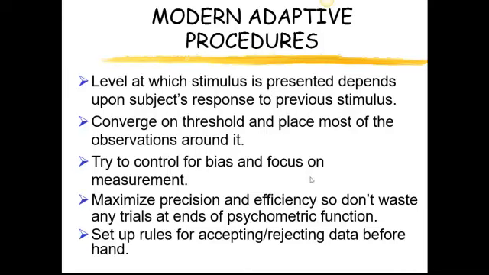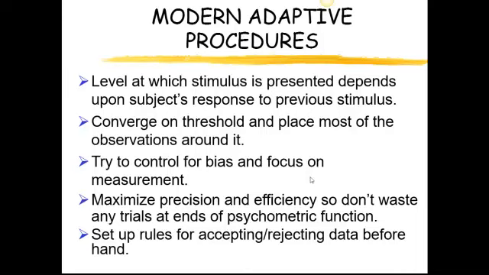So if we look at modern adaptive procedures, we look at the level at which the stimulus is presented, and it depends upon the subject's response to the previous stimulus. So that's why it's adaptive, because it's changing depending on how the person responded. You can then converge on threshold and place most of the observations around it. So with adaptive procedures, you try to control for bias and focus on the measurement itself.